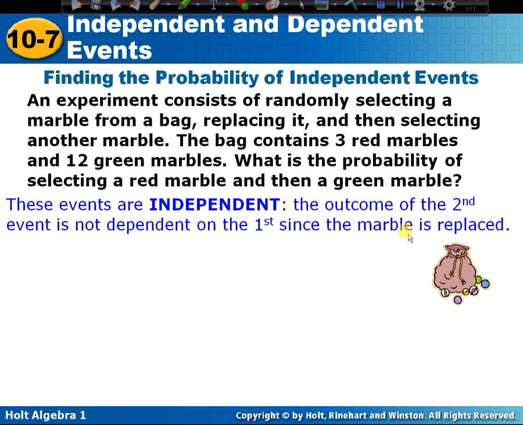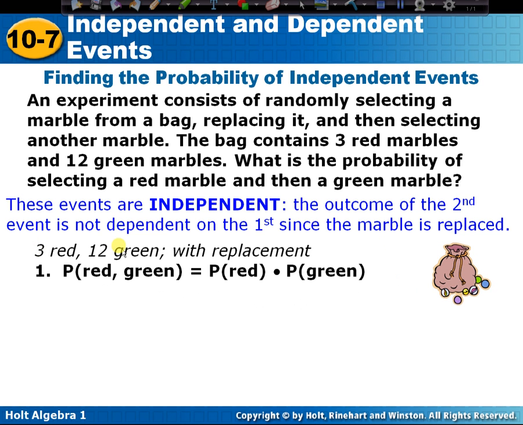So I want you to write down 3 red, 12 green with replacement. The reason you have to write with replacement is because it's important to know that that's what makes these independent events. It says here these events are independent. The outcome of the second event is not dependent on the first because the marble is being replaced. So no matter what we draw the first time, we're putting that marble back. So that's what makes these two events independent of each other. One has nothing to do with the other.